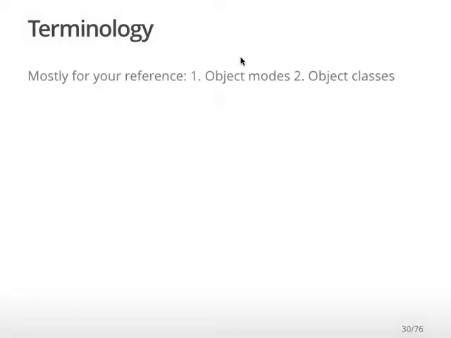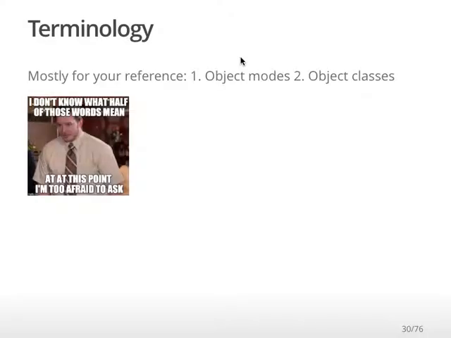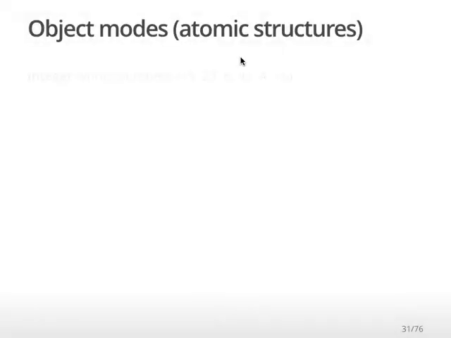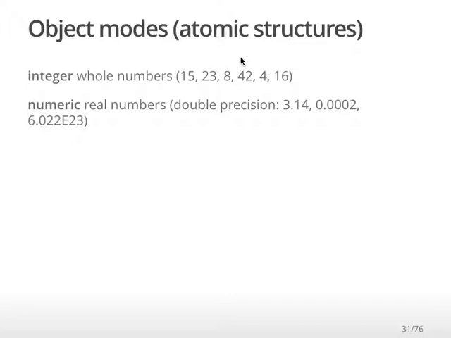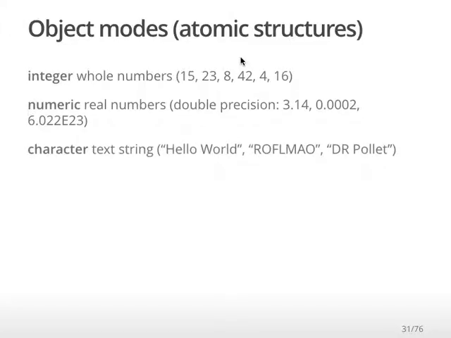So, the next bit is slightly boring, but I have to tell you a little bit about all the different types of variables and types of things that exist in R. Mostly for your reference, but you have integers, which are whole numbers, so 15, 23. You have numeric real numbers. In computing science, they're known as double precision variables. You can have text strings, like hello world, Dr. Pollitt, all these other things. We can have logical variables, which just tell whether it's true or false.